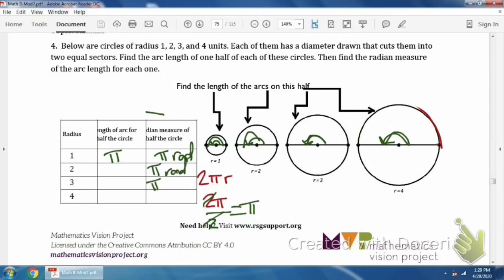And if you're one of those people who likes decimals instead of pi, which is fine, then you would say it's about 3.14 radians. So pi or 3.14, just like we've been doing: if you want decimals, put decimals. If you're good with leaving the pi in, just leave the pi in.